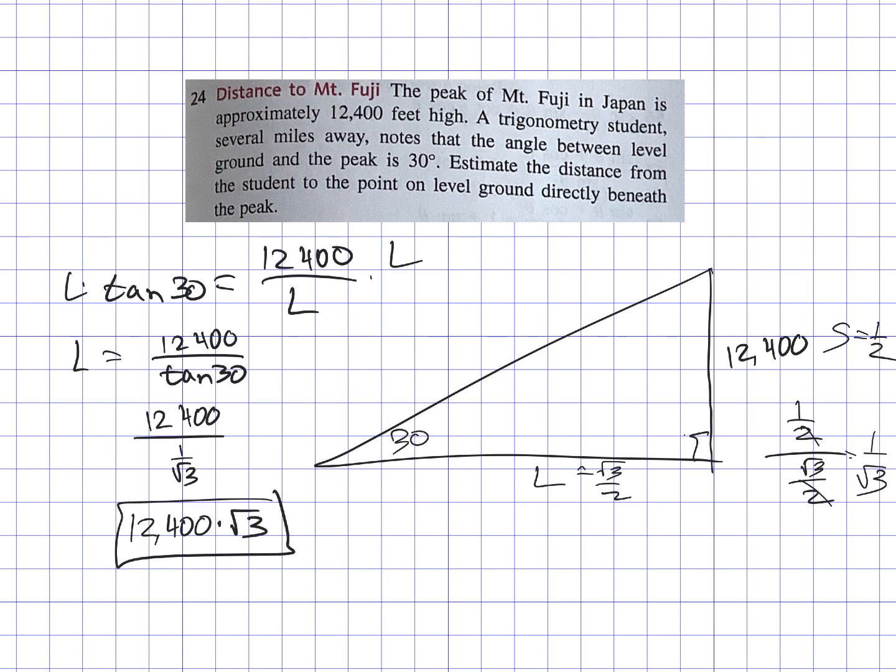This would be the exact amount, and then we use our calculator, times the square root of 3. That gives us 21,477.4 feet away. Divide that by 5,280. He said he was a few miles away. He was actually 4.07 miles away.